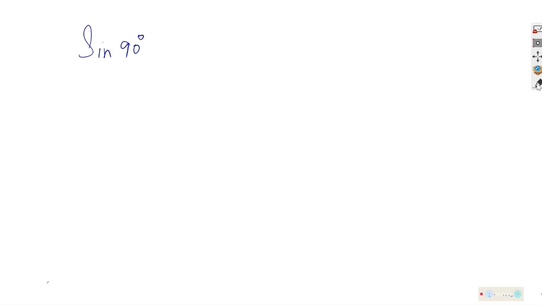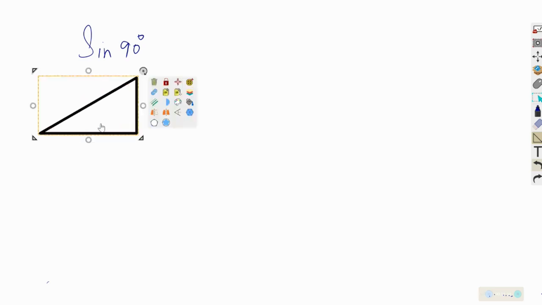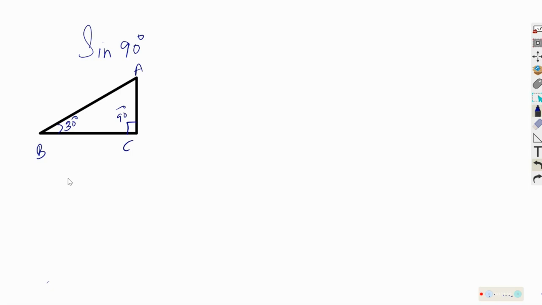For example, here I am going to draw a triangle like before. Here is a triangle. This triangle is having measurement and name like this: A, B, C, and this is 30 degree and this is 90 degree, suppose. If I can convert this into 90 degree, then I can get sine 90 degree, because this will become opposite side and this will become hypotenuse.